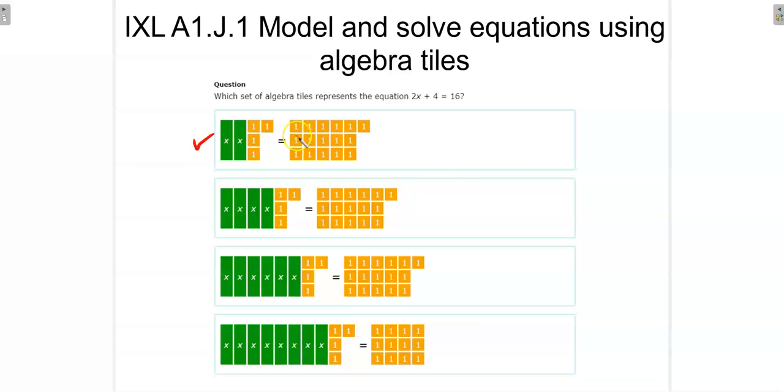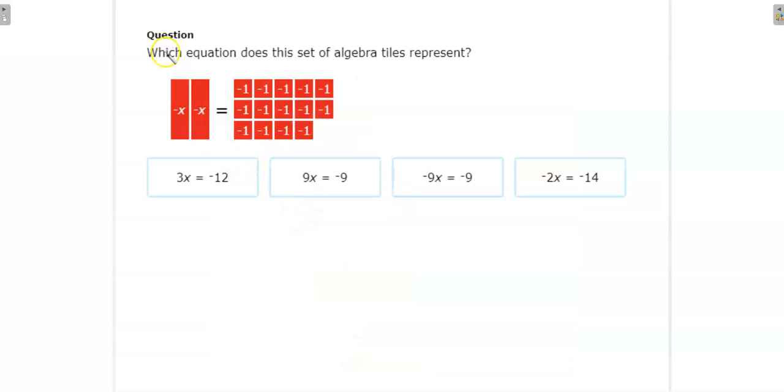For the next question, it says which equation does the set of algebra tiles represent? So we have negative x's. Remember, the textbook only showed green ones. I told you we'd see some red ones. So the x's are green on one side for positive and red on the other side for negative, whereas the units are tan on the positive side and red on the negative side. So red's always the negative side. So we have 2 negatives over here. So this is going to be a negative 2x equals.